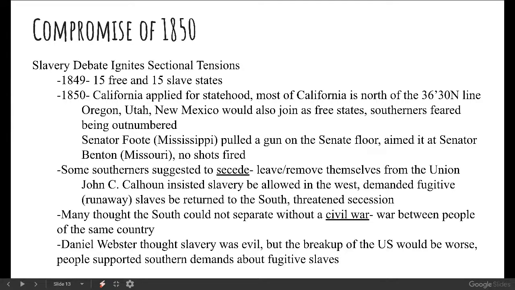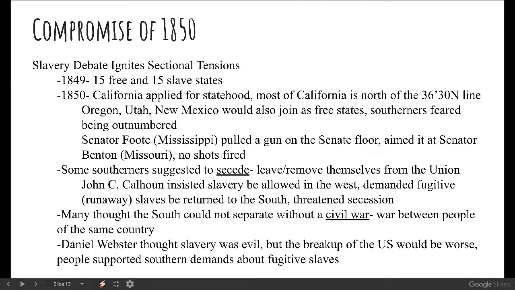Now, in 1849, we've got 15 free states and 15 slave states. So again, we are balanced in Congress. Things are nice and even, but now we get some new territories that want to be states. And so are they going to come in as free or are they going to come in as slave states? So California is our big one here.